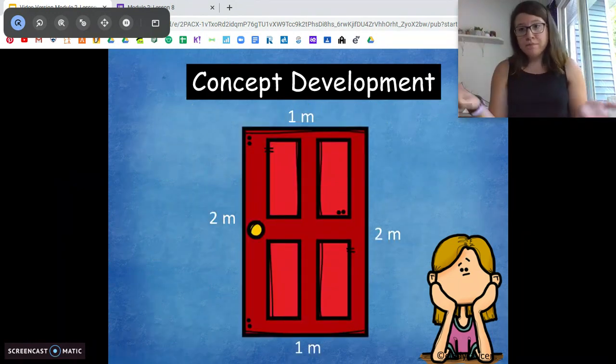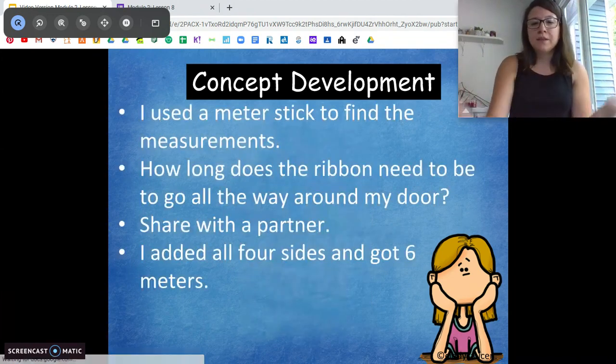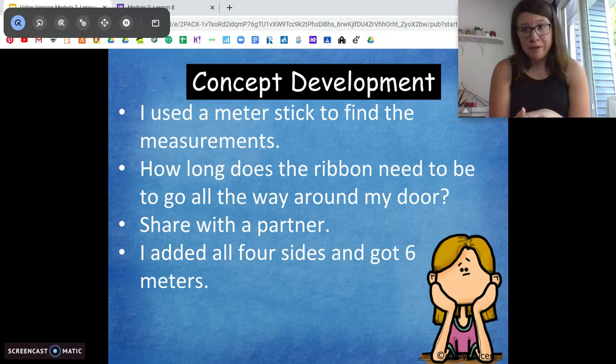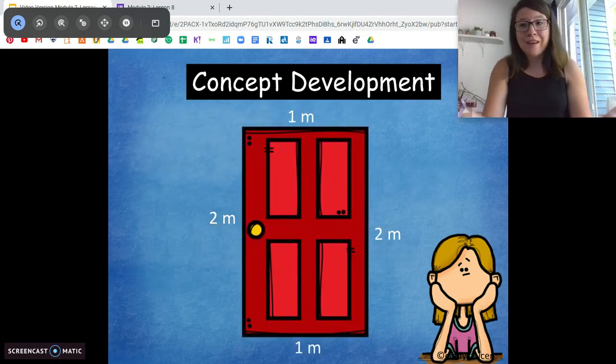1 and 1 is 2, easy peasy. 2 and 2 is 4, 2 plus 4 is 6. I need 6 meters of ribbon. All the way around the door, add up all the measurements, and we got it.